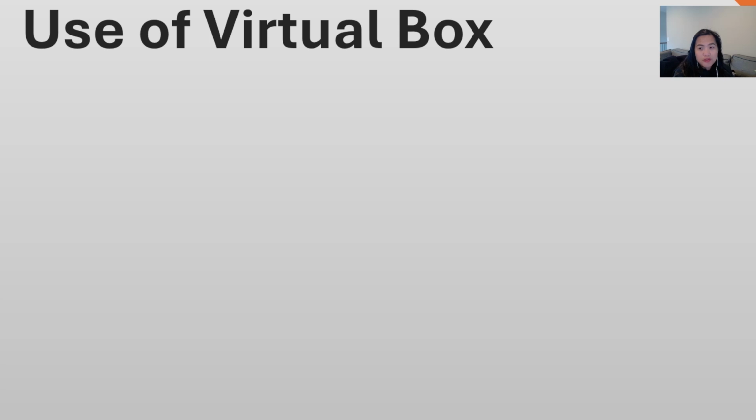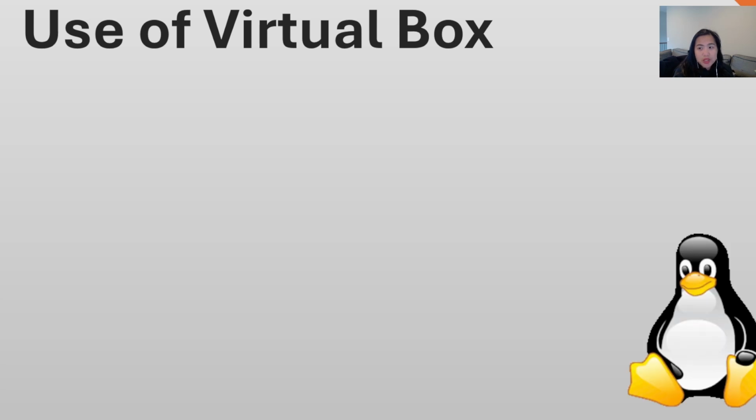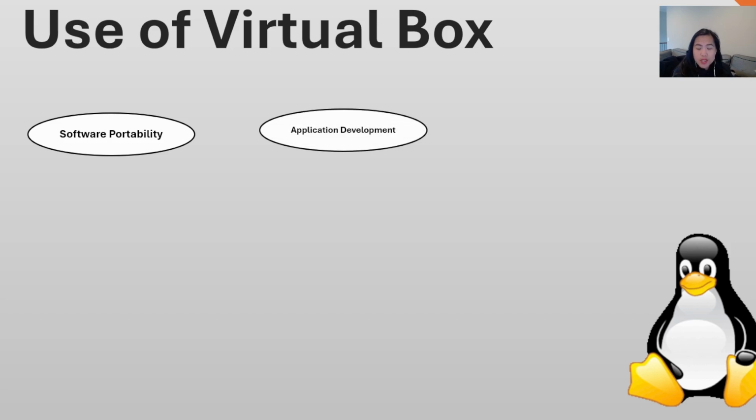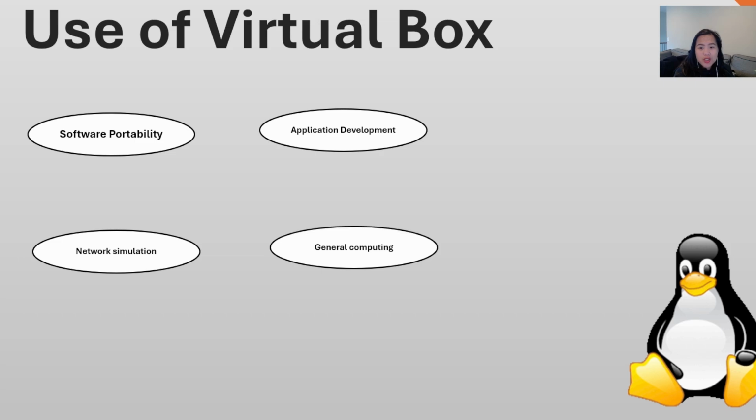So when can you use a VirtualBox? VirtualBox can be used for software portability and also application development. You can use it for your application development if you're making an application or running code, stuff like that. You can also use it for network simulation if you want to do networking at home or in your lab, or home lab. Or you can use it for general computing, and lastly you can use it for system testing and debugging. This is for programmers and other people that want to test their programming. Okay, so these are the examples of the use of VirtualBox.